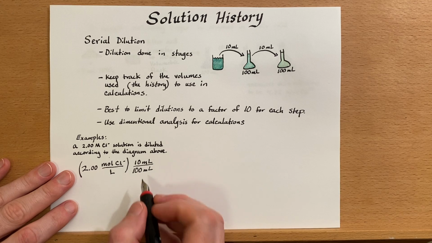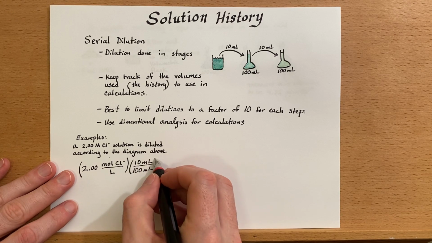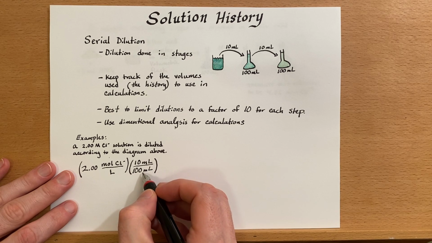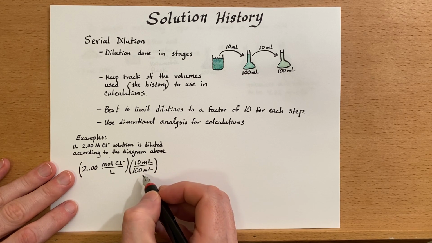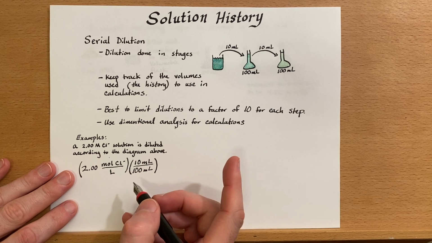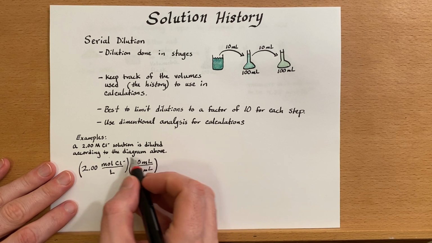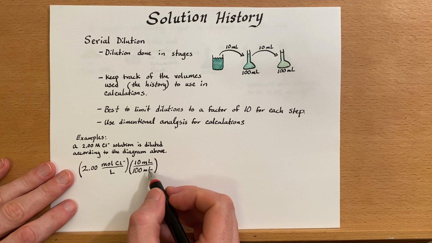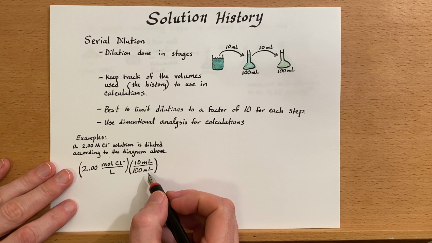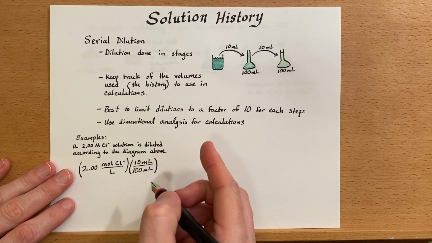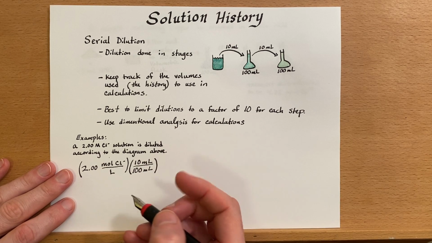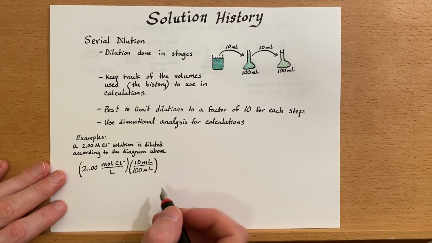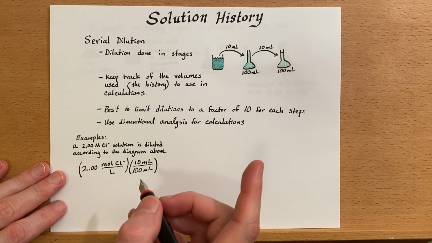Now you'll notice that when I do this in milliliters, the millis will cancel out. And I'm back into molarity, because originally I had 20 millimoles on top. I divide by 100 milliliters. Then the milli in the millimoles cancels with the milliliters here. And now I'm into a molarity again. But that's not the end of what I'm actually doing here.